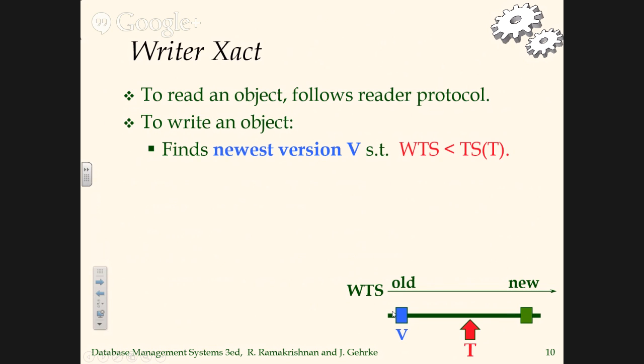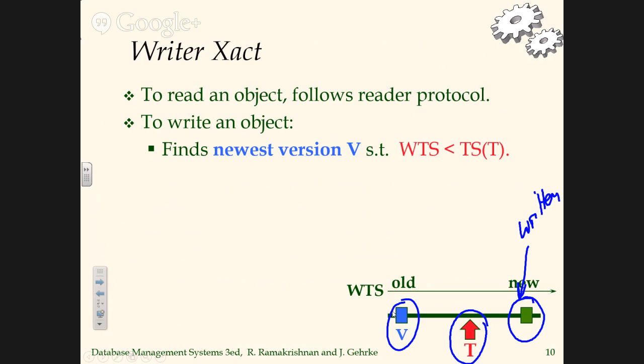Writers are more complicated. If they are reading, then they follow the reader protocol. But when they are writing, they need to find the latest version such that the write timestamp is smaller than the timestamp of the transaction. Now, this is interesting because this is a version here. This is the last, or the newest, version that is smaller than the timestamp of the transaction. But as it happens, there is a newer version that some other transaction has written.